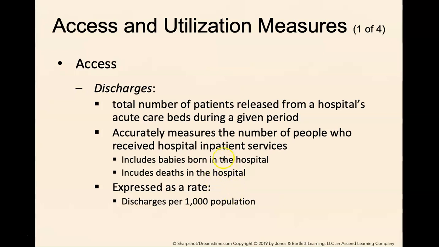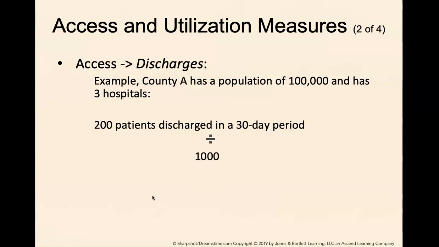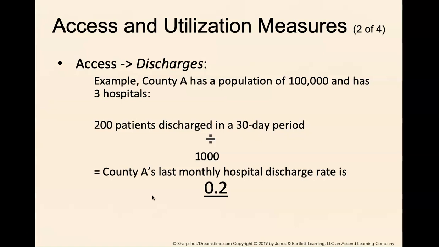Now, hospital discharges are expressed as a rate, and therefore you use per 1,000 population. So discharges per 1,000 population. So let's take a look at this. As an example, County A has a population of 100,000 and has 3 hospitals. So there were 200 patients discharged in a 30-day period, which is a month. So you divide this by 1,000 population, and therefore County A's last monthly hospital discharge rate is 0.2.